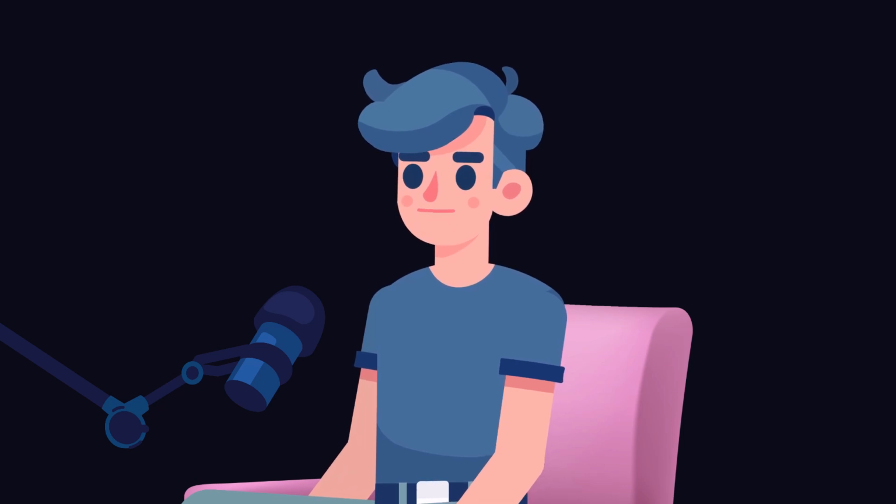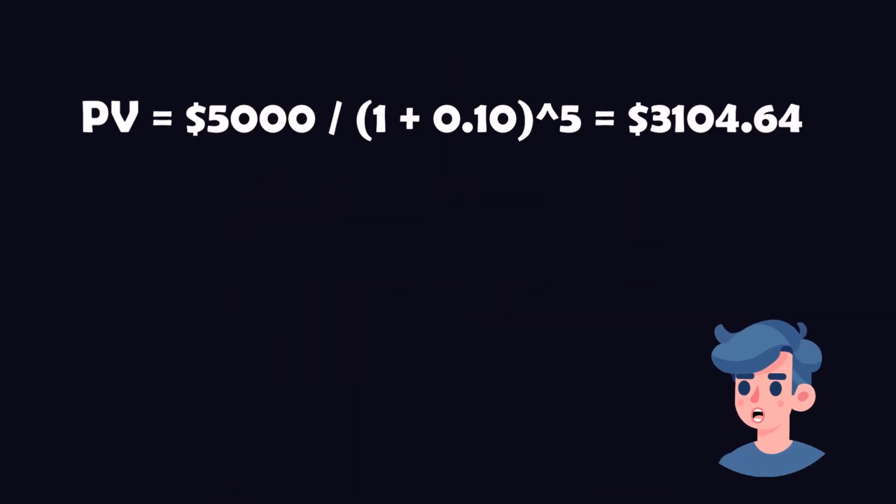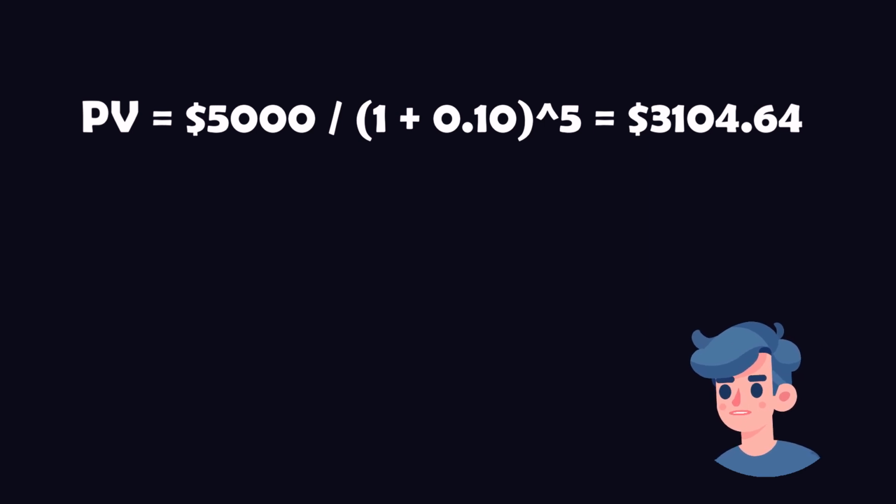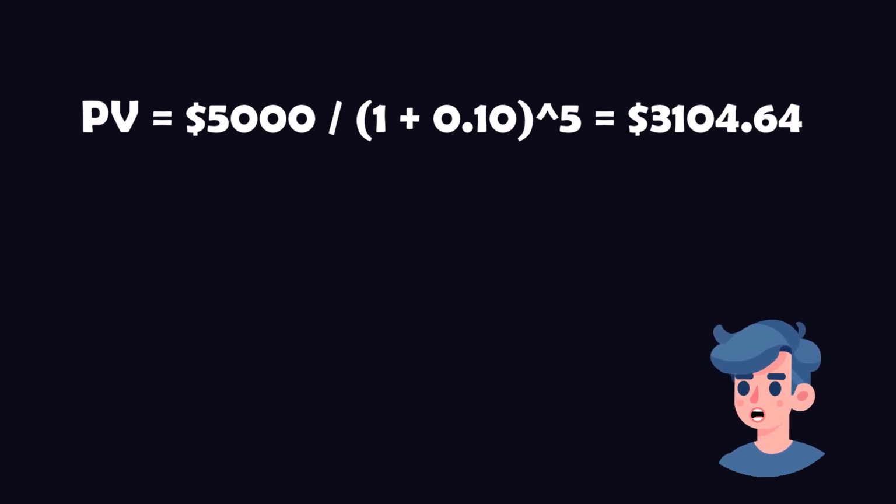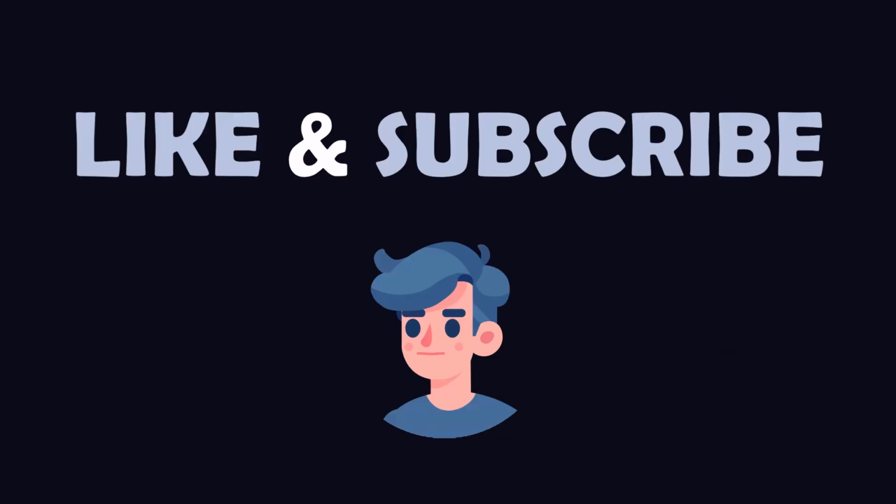Question 2. Calculate the present value of receiving $5,000 at the end of 5 years with a discount rate of 10%. Answer. Using the formula PV equals $5,000 / (1 + 0.10)^5, we find the present value to be $3,104.64. That wraps up our in-depth guide on discounting.